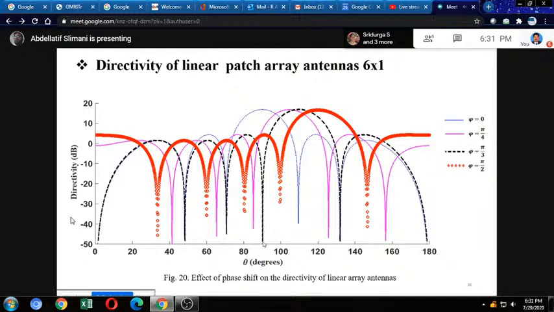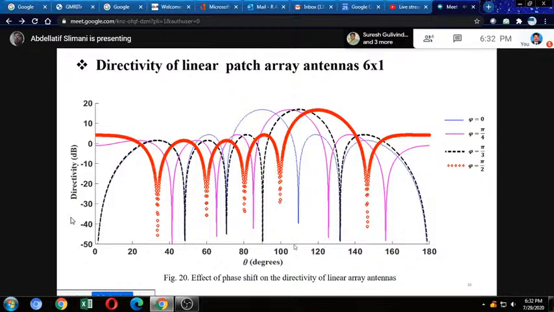If I change the phase shift to π per 4, in pink color, what happened? I can observe that the direction of propagation changes, just the direction of propagation. If you observe well, we have about 110 degrees.